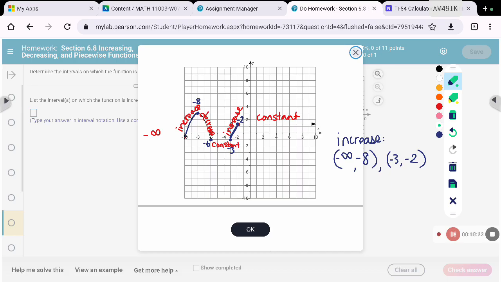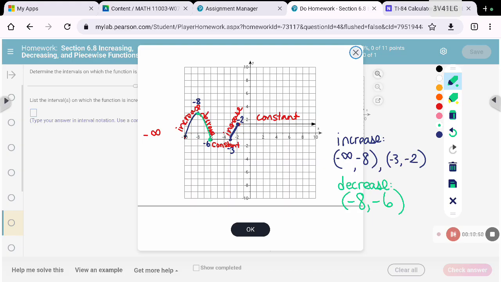Now, let's talk about the decreasing. So, going down, here's where it starts to decrease, and it decreases until it gets to that point. Those are the only parts of the graph where it's decreasing. So, it starts at -8, and it decreases until it gets to -6.